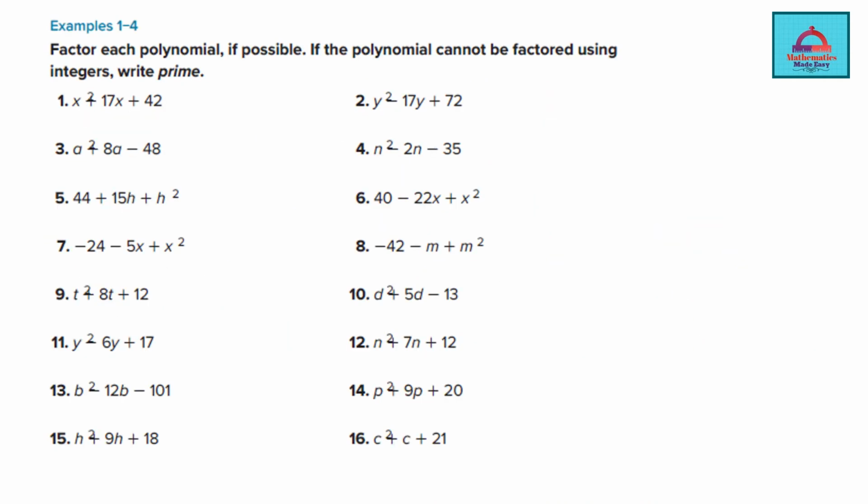These are some of the unsolved questions from your math book. Here you need to factor each polynomial if possible, and if it cannot be factorized using integers, then you write prime as the answer. From this screen we are going to solve question 8, and we're also going to solve question 5. Let's do it in the next slide. Check your answers and solve all other remaining parts.